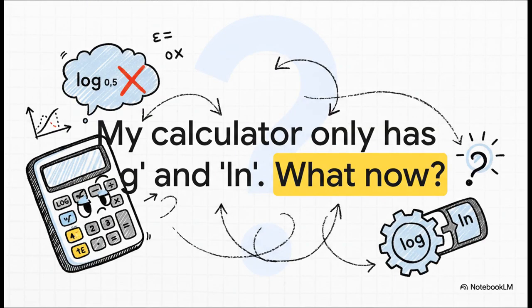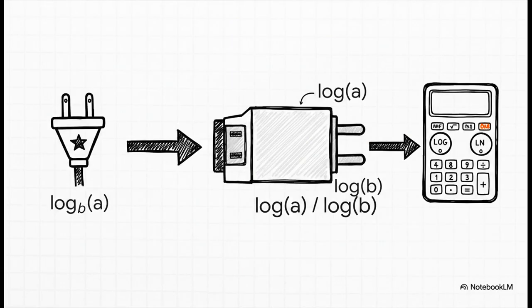This is such a great practical question. You're probably looking at your calculator right now and you see a log button, which is base 10, and an ln button, which is the natural log, or base e. But you're not seeing a log base 0.5 button anywhere. So are we stuck? No way. Math has a kind of universal adapter just for this situation. And here it is, the change of base formula. This little gem lets you convert any logarithm, no matter how weird the base, into a simple fraction using the log buttons you actually have on your calculator. So log base b of a just becomes log a divided by log b. It's that easy. Now, no logarithm can hide from us.